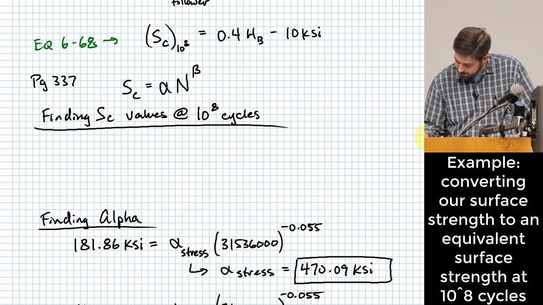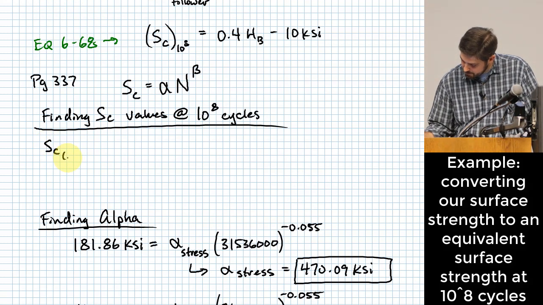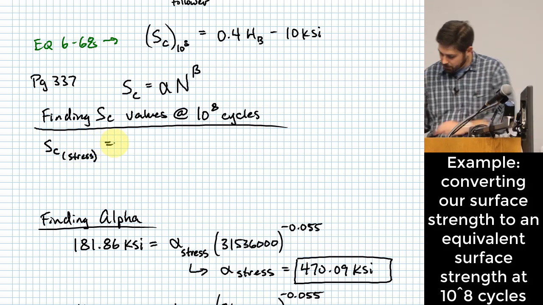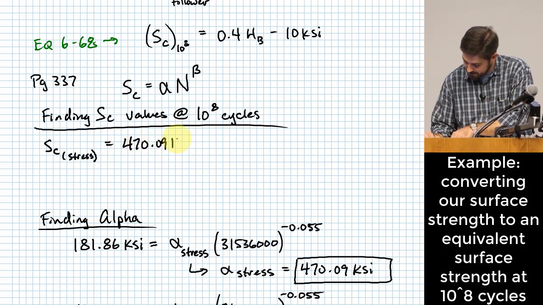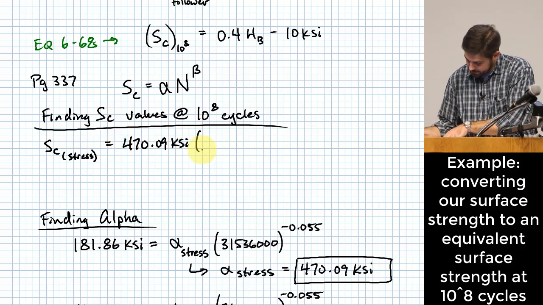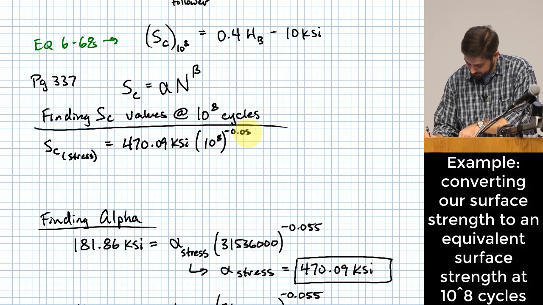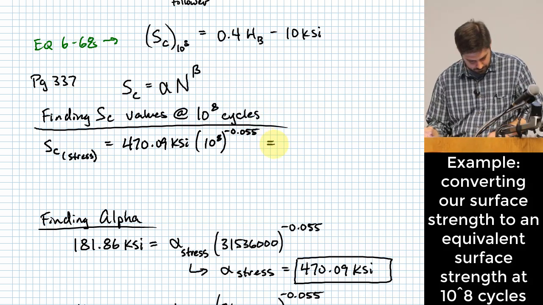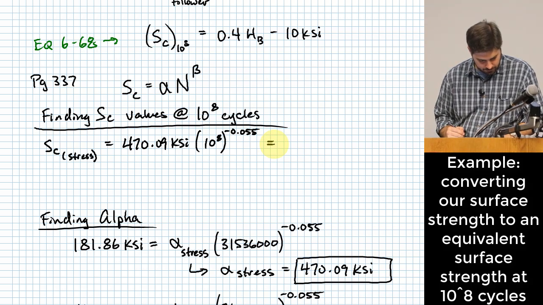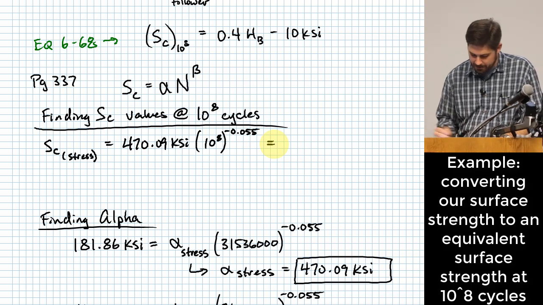So we plug in and say S sub c as it relates to stress is going to be equal to 470.09 KSI times 10 to the 8th to the negative 0.055. And this gives me 170.7 KSI.